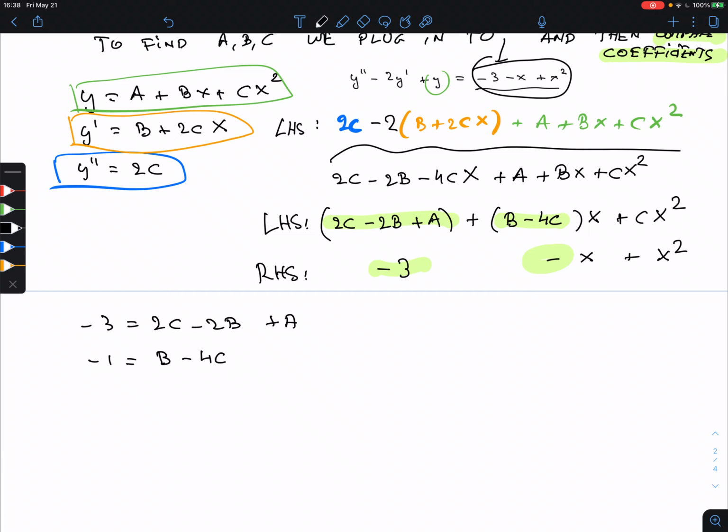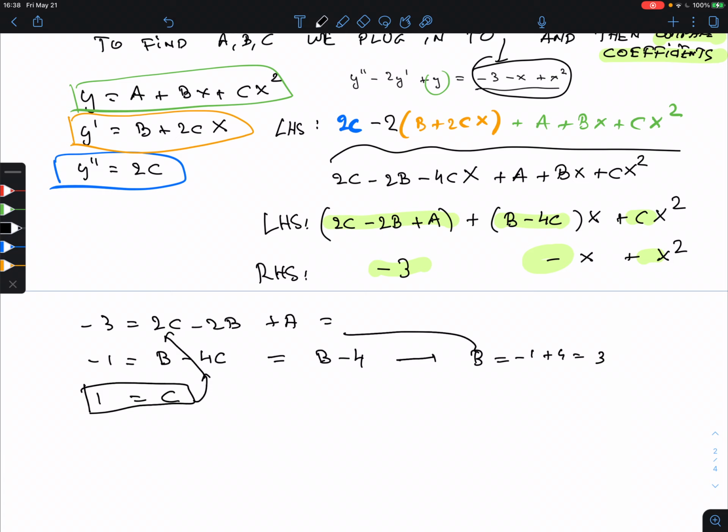And then finally, perhaps you would like to have started with this one, because this is the easiest one, right? This is c equals 1. So we know what c is, and then we can plug it in there. And so we get b minus 4, and there we can solve for b. So b is minus 1 plus 4, which is 3. And now we can plug this in here. C was 1, so I'm plugging c in here and b in there, right? So I get 2 times 1 minus 2 times 3 plus a is minus 3.